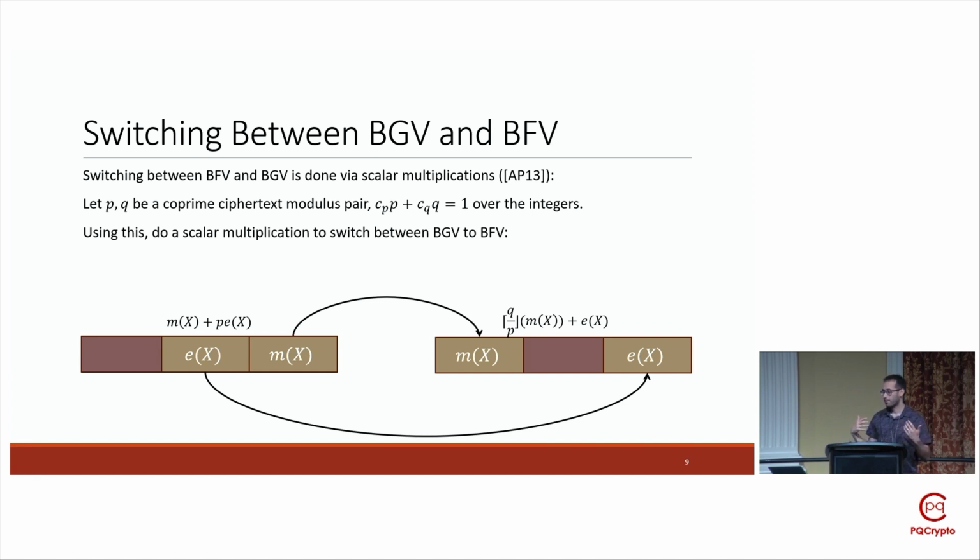So BGV and BFV intuitively are the same. They have the same plaintext space, the same parameter settings, and it's known how to efficiently switch between them with just a scalar multiplication. This is something that was done maybe in 2013, and it was folklore before that.